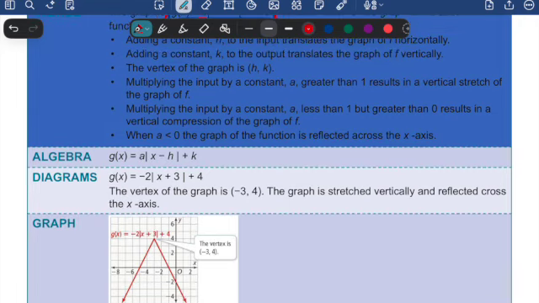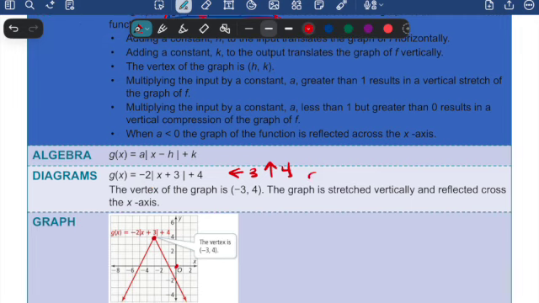Here's an example. We see that we've moved from the parent function to the left 3 and up 4. So to the left 3, starting at 0, 1, 2, 3, then up 4. Here's my vertex. And then the scale factor is -2, so that means the negative, we reflect it downward. And the scale factor is greater than 1, so it's a vertical stretch. The output is going to be stretched out more. And you can plug in any value for x to solve for the new output.